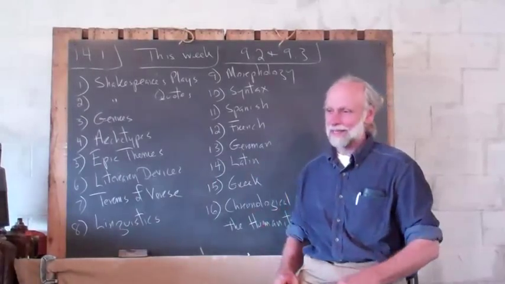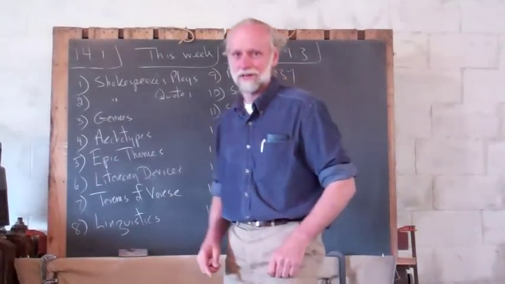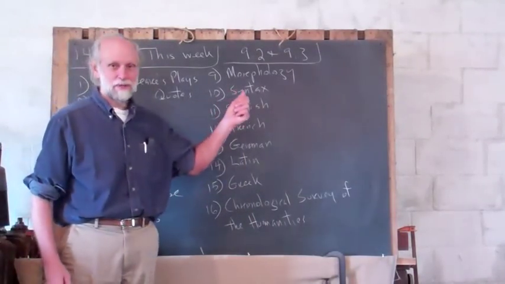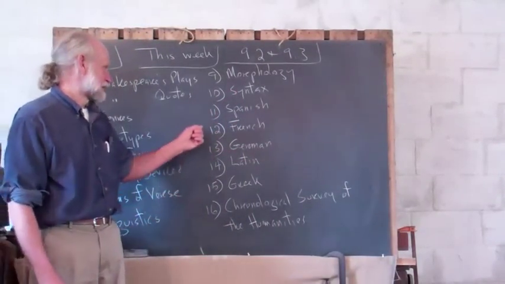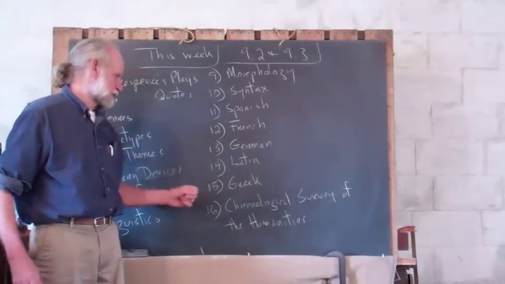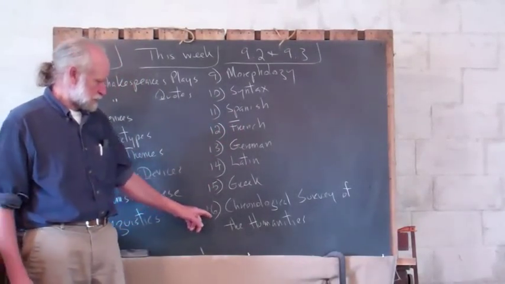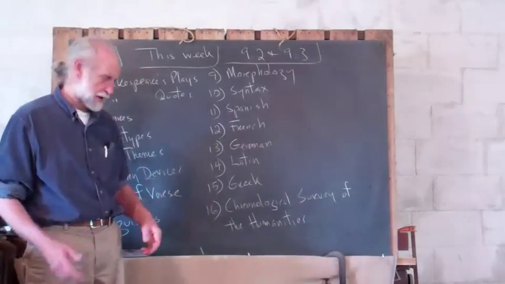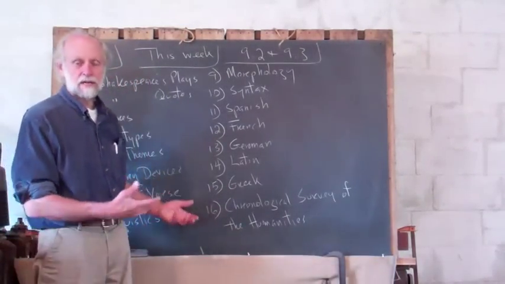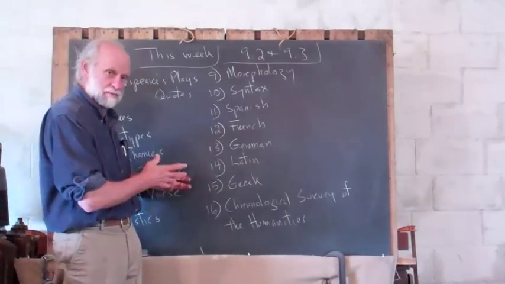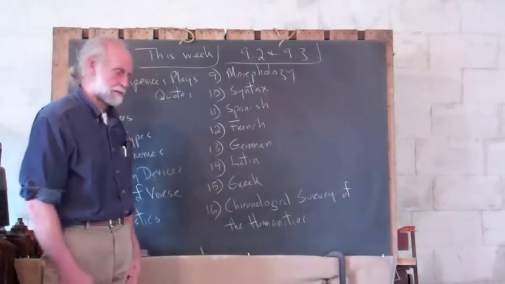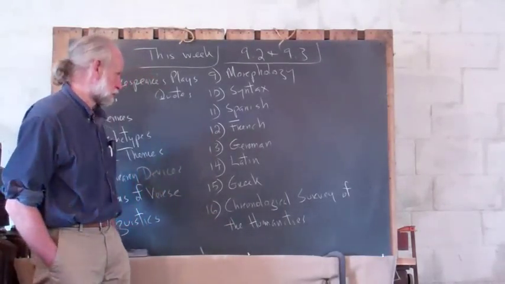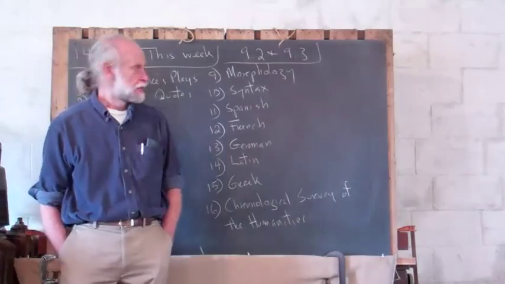Morphology, that's going to be big, but we'll just get one page to get it started. Syntax, that's going to be huge. 10.1, 10.2, we'll have much more there. Spanish, French, German, Latin, Greek. 16.1, chronological survey of the humanities on the back, 16.2. By the end of the year, that will become the place where we spend almost all of our time. And this week, I'd like to get started in that section a little bit. You'll see how that goes.